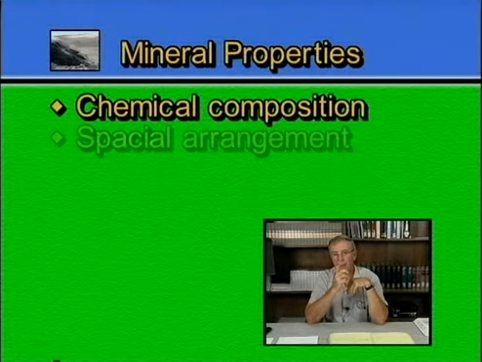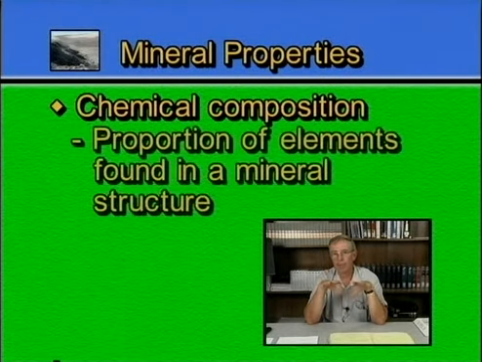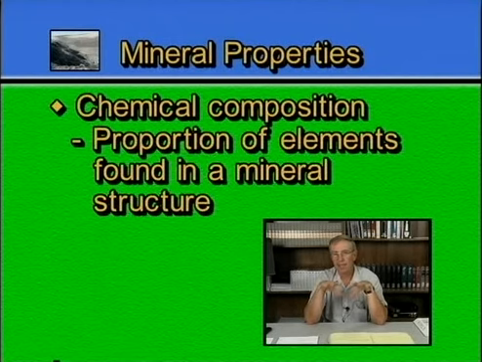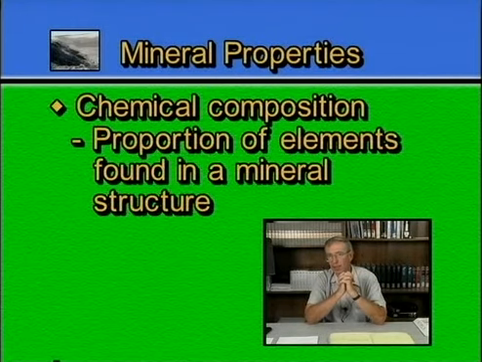If we look first at chemical composition, it is saying what elements, and in what proportions, are found in a particular mineral structure. In other words, what is the amount of oxygen there? What is the amount of silicon, aluminum? What amount of other cations are included in that structure? That's the chemical composition of that particular mineral.